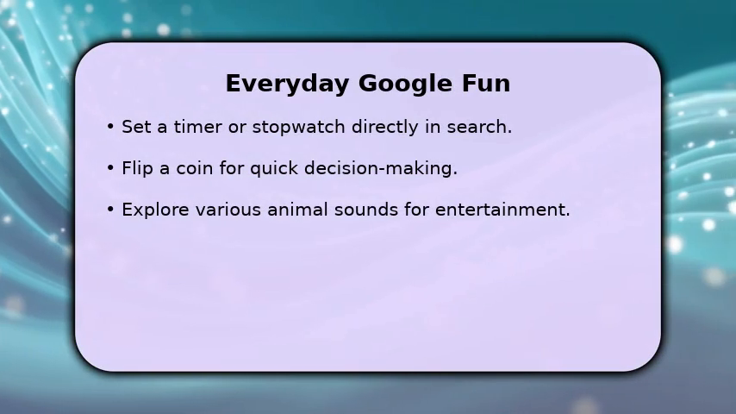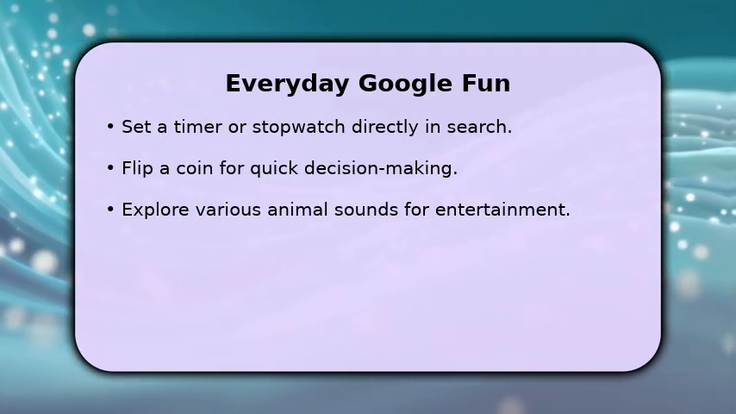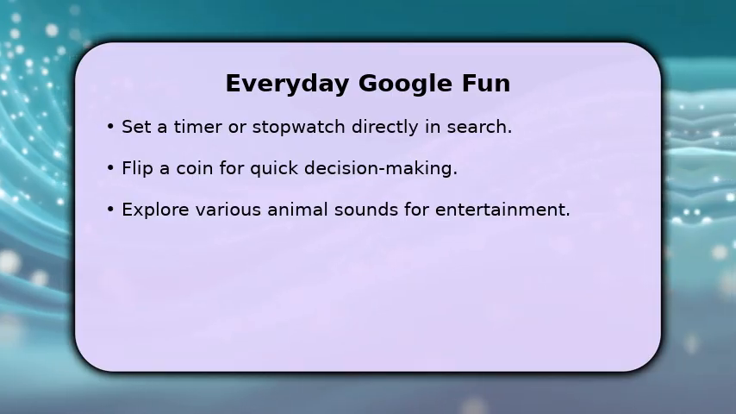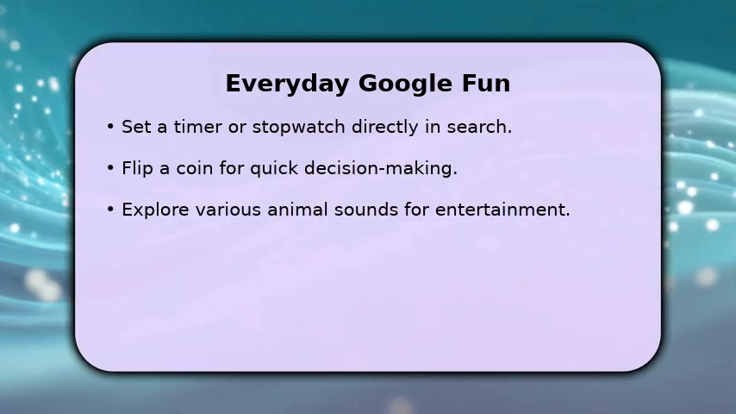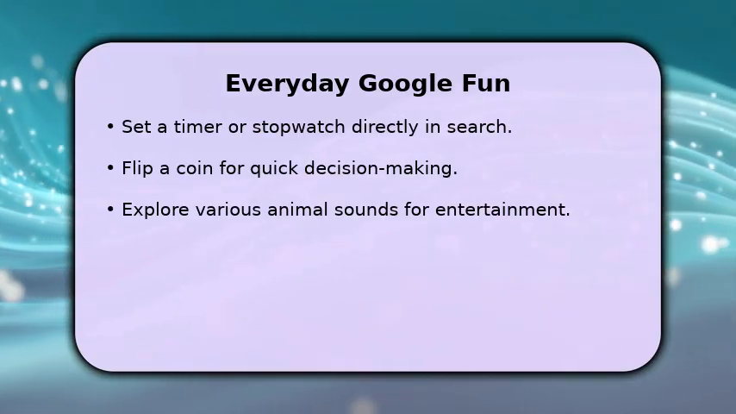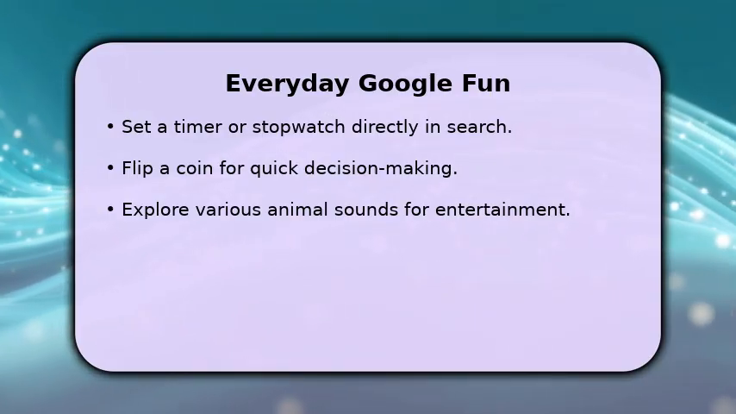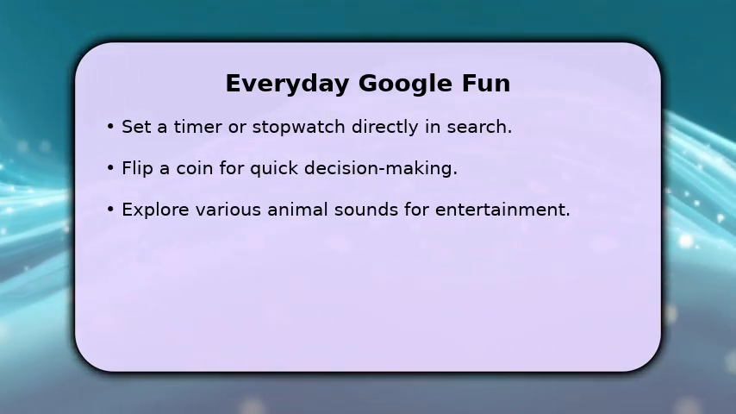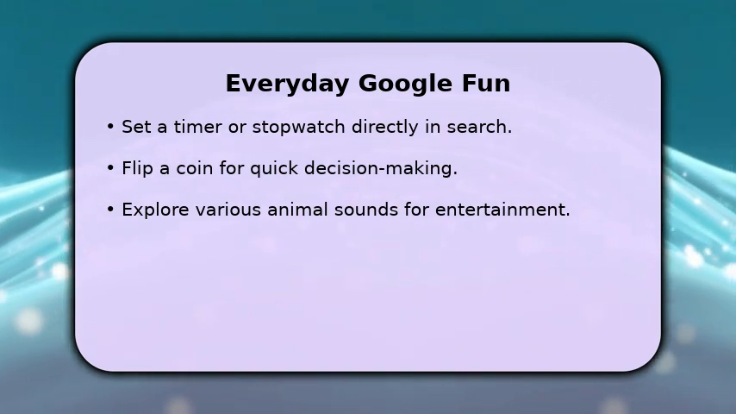Google also provides several practical yet playful utilities for everyday use. You can easily set a timer for any duration, like 5 minutes, or use a stopwatch directly from the search bar. For quick decisions, simply type "flip a coin" to get a random result. You can even explore a wide range of animal sounds, from a lion's roar to a cat's meow, offering both fun and educational value.